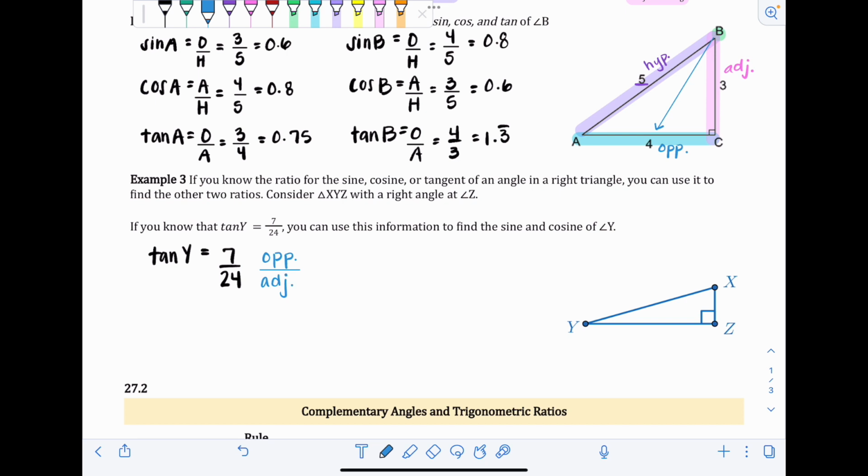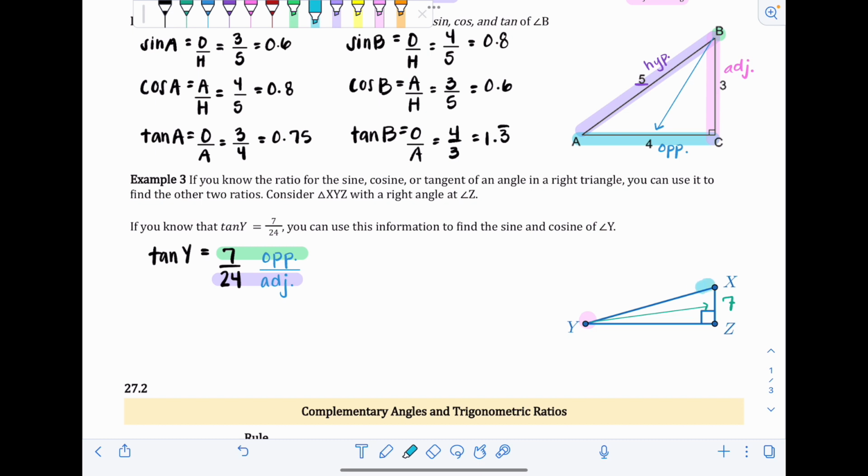So then I have to go and find angle y, which is right here. And then it says that the opposite side is 7. So I'm going to find the side that's opposite of angle y, which is xz, and I'm going to put a 7 there. And then the adjacent side is 24, so I need to find the leg that's adjacent to angle y. So there's two sides left.